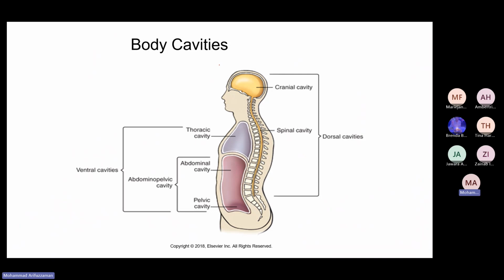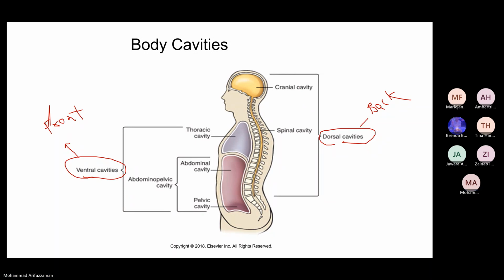So the body cavities are the ventral cavity. What does ventral mean? Front. And the dorsal cavity means the back. Now let's see the back cavity. The dorsal cavity includes the cranial cavity.